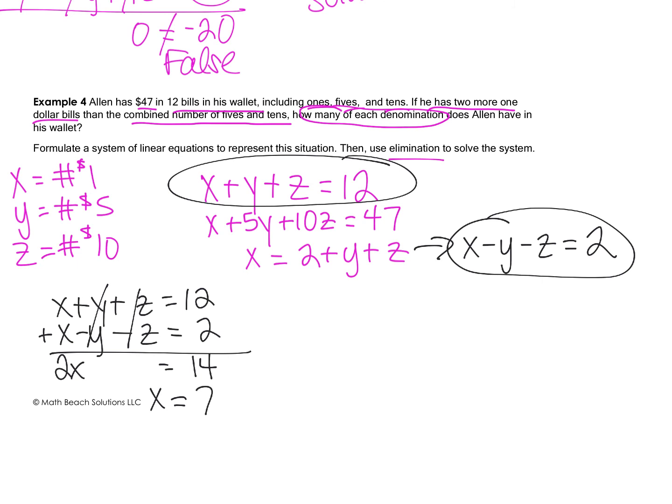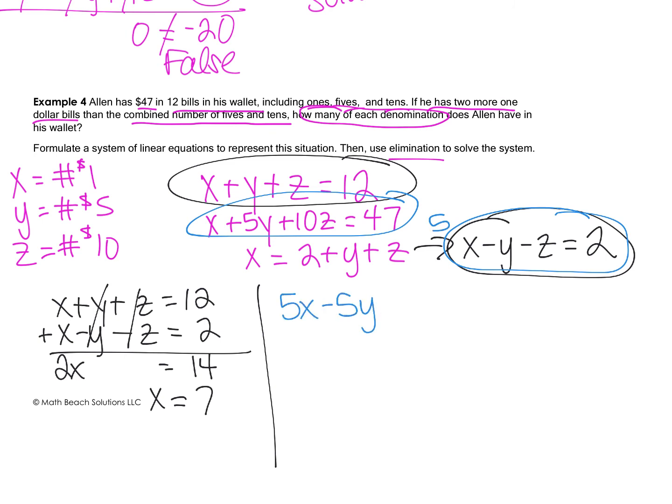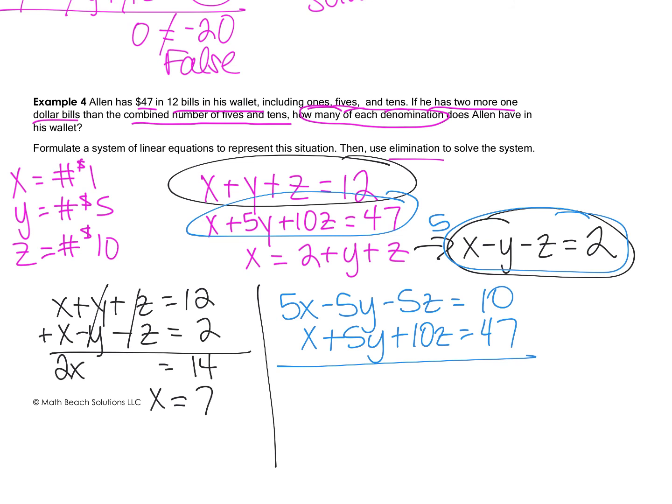Okay, so now I had said that I wanted to eliminate the y's. Now I need to go through and eliminate y's again on the next step. So I'm going to use this equation and the second one. So I would have to multiply this third equation by a 5. 5x minus 5y minus 5z equals 10. And then I'm using the second equation that we wrote. Combining them, we get 6x. The y's cancel. I get plus 5z equals 57.